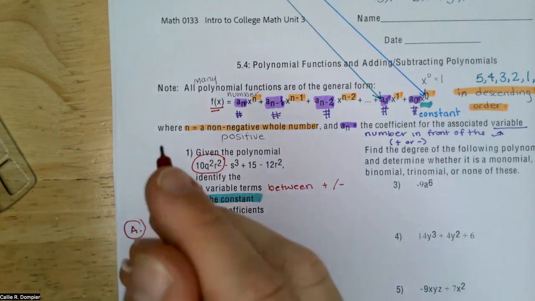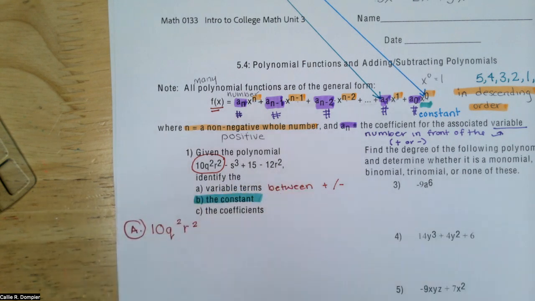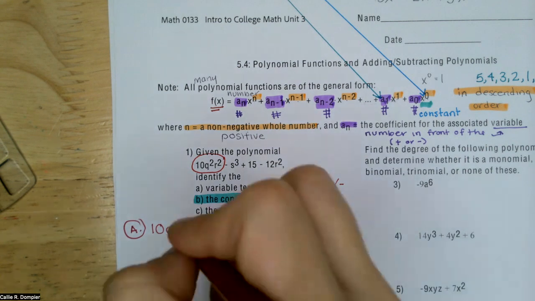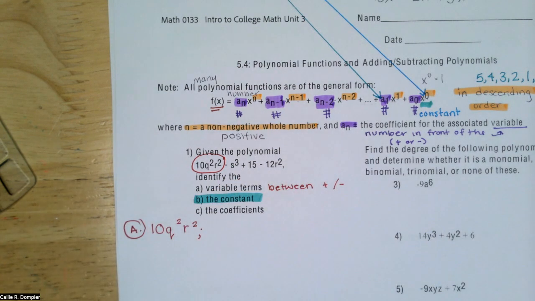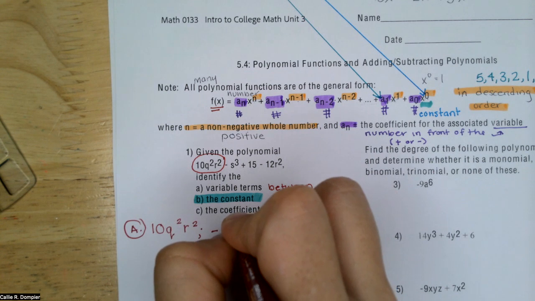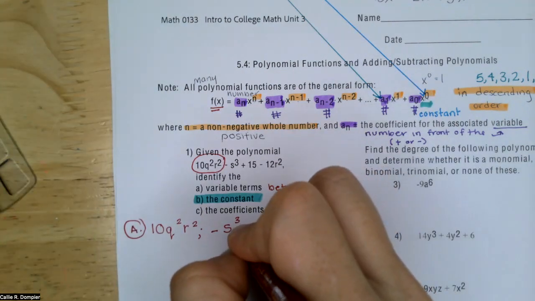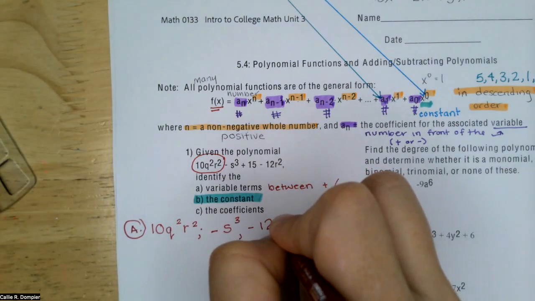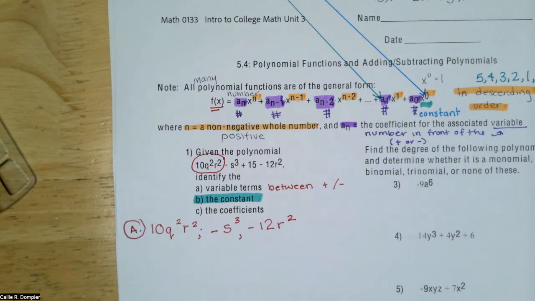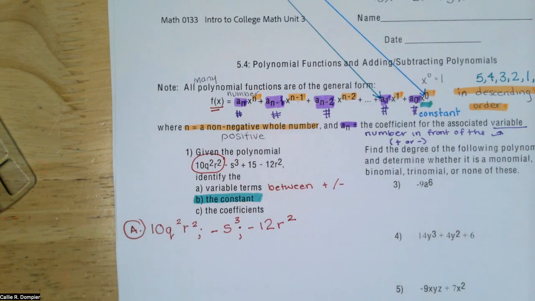What are our variable terms? 10q squared r squared is my first term, okay? My next term is, and we need to use the sign if the sign is negative. My next term is negative s cubed, okay? My next term is negative 12r squared, okay? 15 is not a term because a term means, right, that you're going to have variables and coefficients.